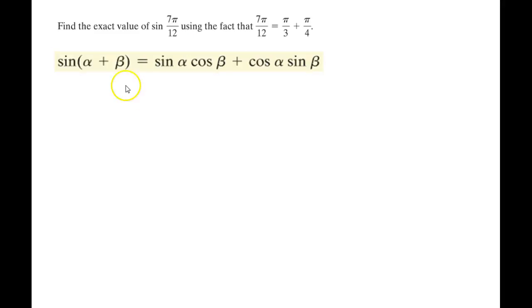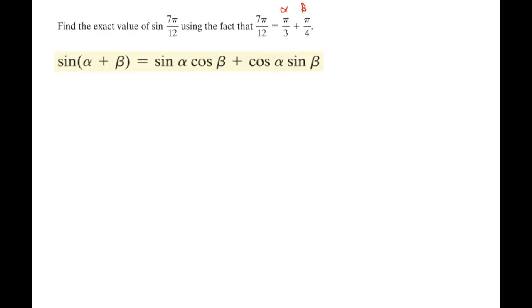But because 7 pi over 12 is the sum of pi over 3 and pi over 4, and those are radian measures that we've seen, we can find this via a sum formula. We're adding the two angles together and getting something inside the sine function. So we're going to use the sum formula for sine, and it doesn't matter which is which because we're adding. Alpha and beta are these two angles. We'll call this one alpha just to give it a name, and this one beta.